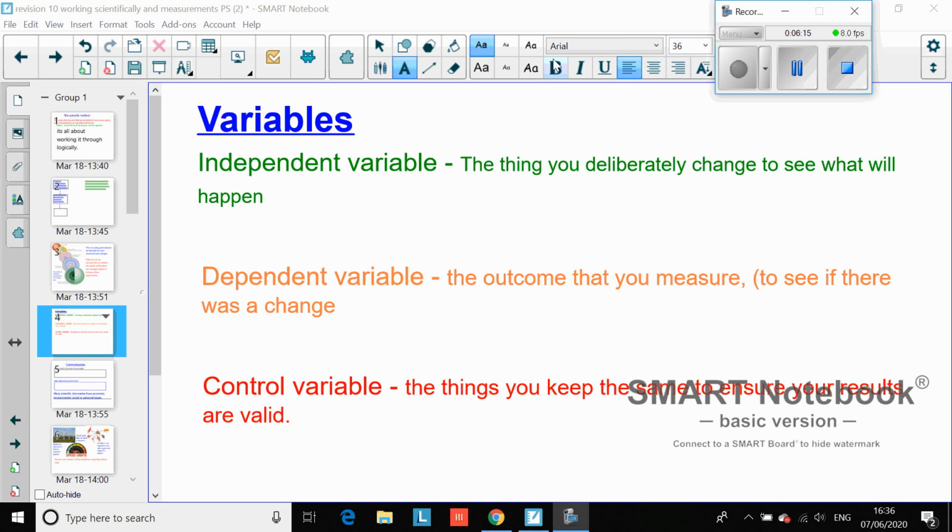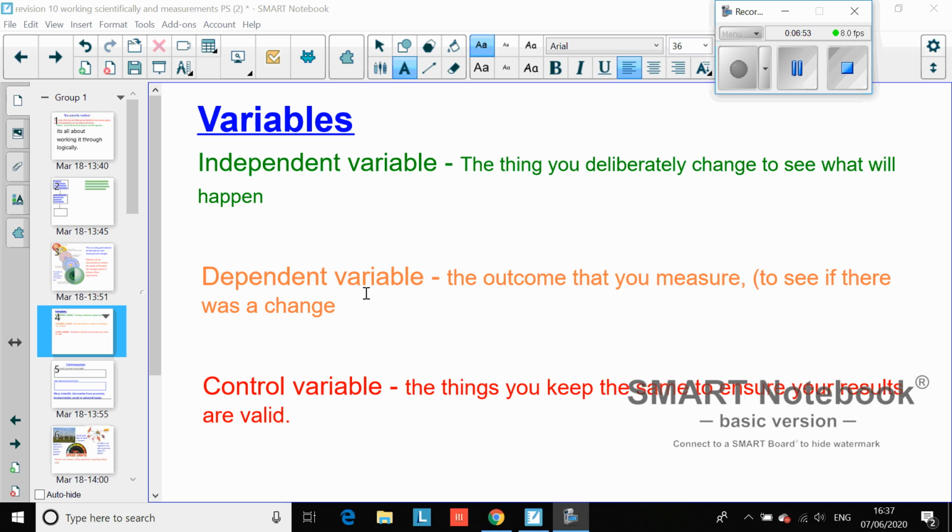So, the independent variable is, in an experiment, the thing you deliberately change to see what will happen. Okay, so in an experiment, we might have an idea that, say, running in certain shoes can make you run faster. So what you would maybe try is trainers and then some smart shoes and then flip-flops. Okay, that is the thing that you deliberately change. So you would need to try different types of shoes and see how that affects your result.